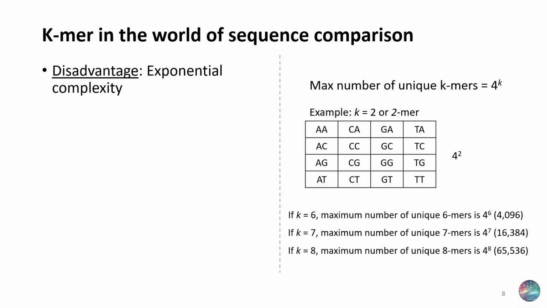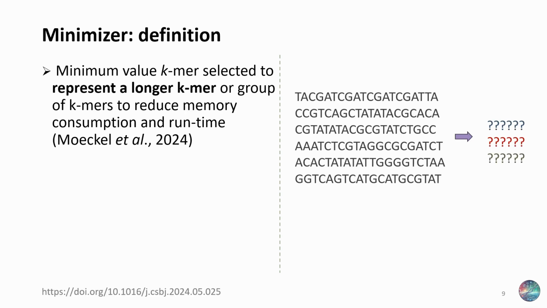This is where minimizers come into play, helping us reduce the complexity by focusing on just a small, representative set of k-mers. What is a minimizer? A minimizer is the smallest value of k-mer selected to represent a longer k-mer or a group of k-mers. More like k-mers of k-mers. Minimizers allow us to reduce both memory consumption and runtime when processing genomic data without losing much accuracy.